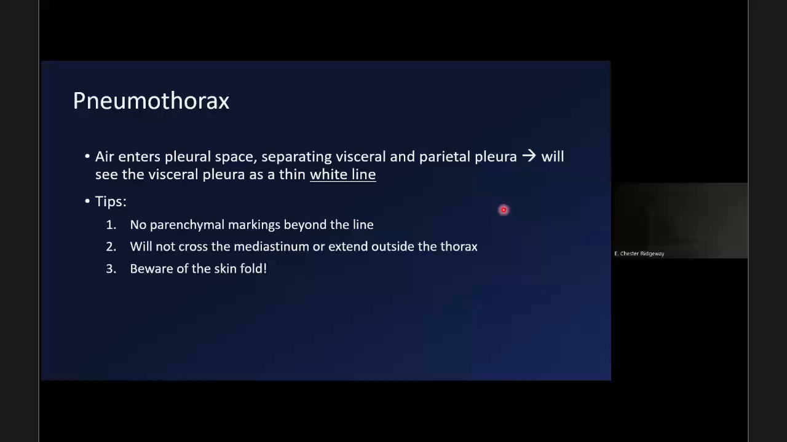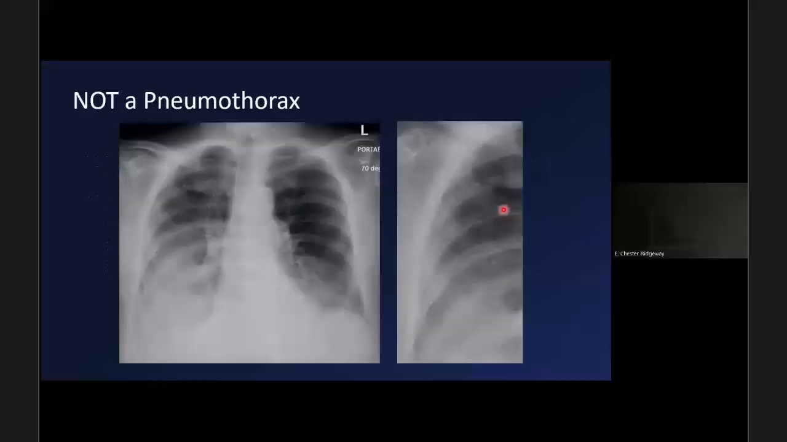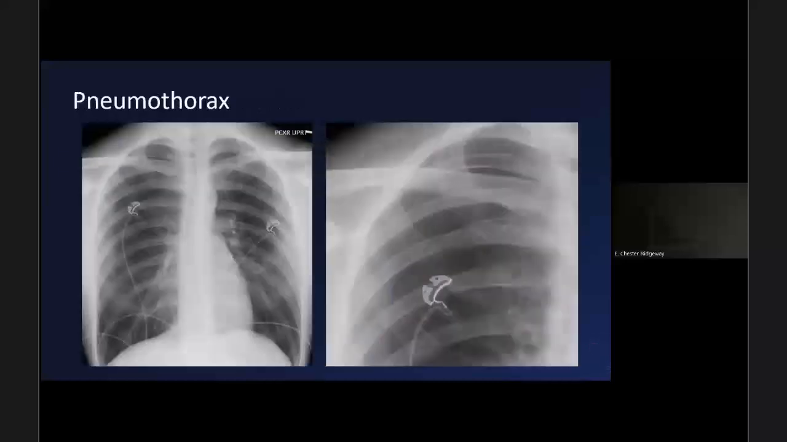The other final tip, caveat, is beware of the skin fold. This is what most commonly gets confused for pneumothorax. So this is not a pneumothorax. On the right here, we have these linear, dark lines. Here are arrows. These are skin folds. This is not a pneumothorax.